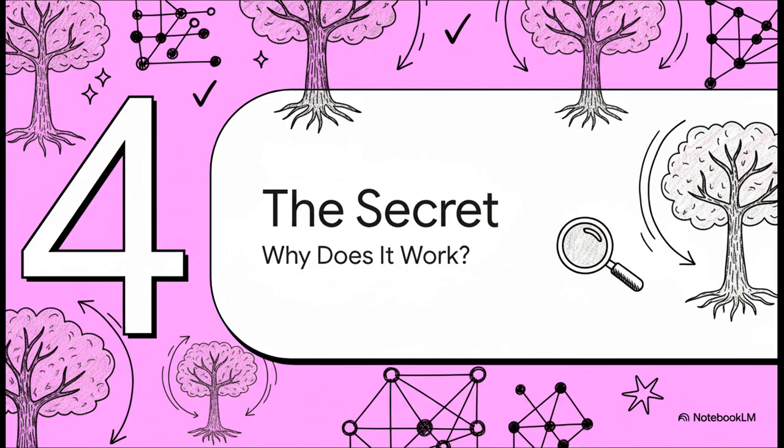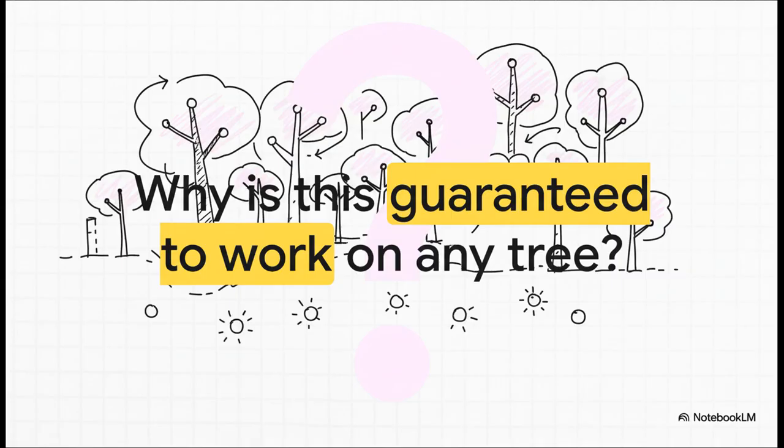But the real magic, the really cool part, is understanding why this is guaranteed to work every single time, no matter what kind of tree you throw at it. I mean, this is the question, right? This is what separates a neat little party trick from a rock-solid algorithm. Why can we be so sure that just picking some random starting point is going to lead us to the right answer in the end?